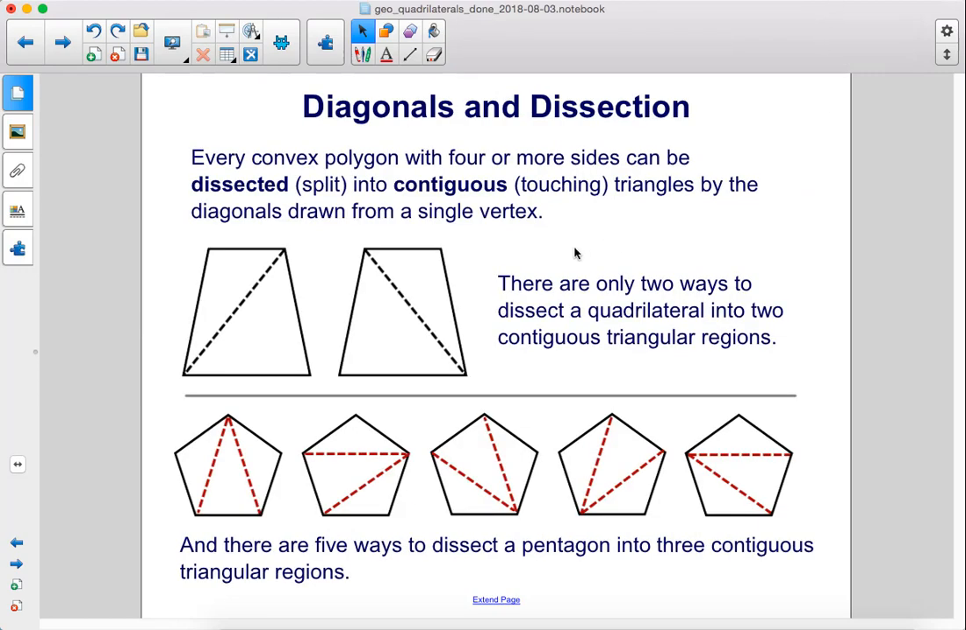Every convex polygon with 4 or more sides can be dissected or split into contiguous, touching triangles by the diagonals drawn from a single vertex. There are only 2 ways to dissect a quadrilateral into 2 contiguous triangular regions, and that would be like this or like this. There are 5 ways to dissect a pentagon into 3 contiguous triangular regions. So like this. So here we have 3 triangles. 1, 2, 3. We could also divide it from this vertex, so that would be 1, 2, 3, and so on.